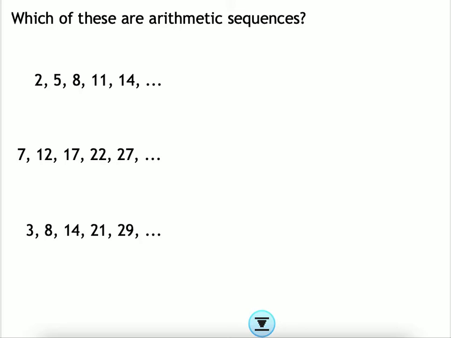So all an arithmetic sequence means is it goes up or down by the same value each time by adding or subtracting. So as we can see, this first sequence goes up in threes. That is an arithmetic sequence. This second sequence goes up in fives. That is an arithmetic sequence. This third sequence goes up by 5, then by 6, then by 7, then by 8. So not a constant difference. That is not an arithmetic sequence.